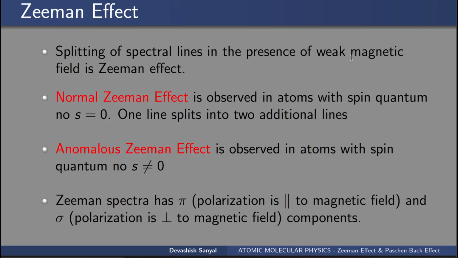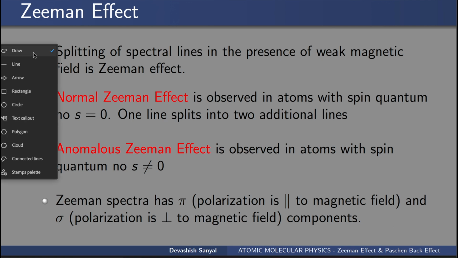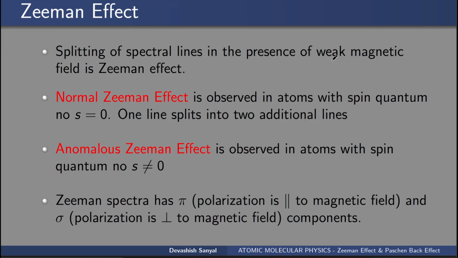So what is Zeeman effect? We know that Zeeman effect is the splitting of spectral lines in the presence of, this is important, a weak magnetic field. So we have two kinds of Zeeman effect. One is the normal Zeeman effect, and the other one is the anomalous Zeeman effect.